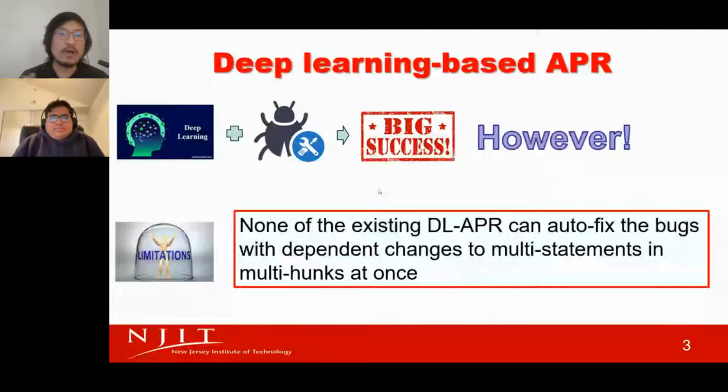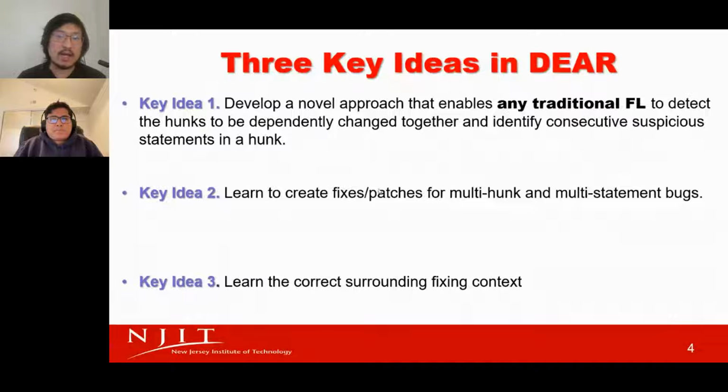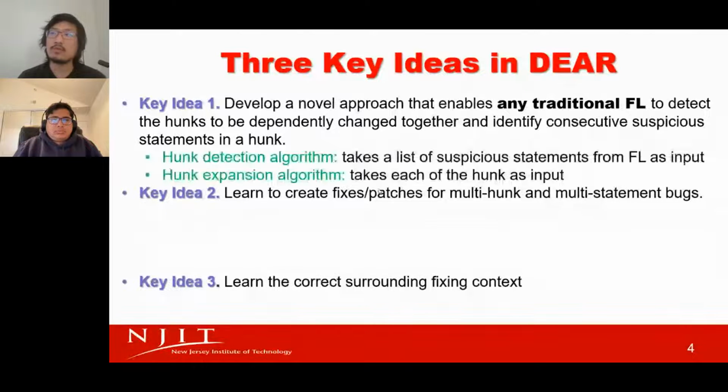So to overcome this limitation, we propose Deer, and we want to sell three key ideas in Deer. The first one is we want to develop a novel approach that can enable any traditional FL to detect the hunks that need to be dependently changed together and identify consecutive suspicious statements in the hunk. Specifically, we propose two algorithms under this idea. The first is to identify the hunks. This algorithm takes the list of suspicious statements from fault localization as input and spits out groups of hunks that need to be taken care of together.